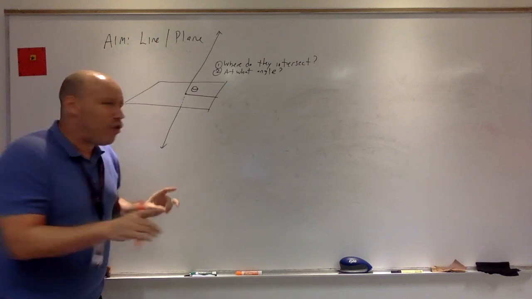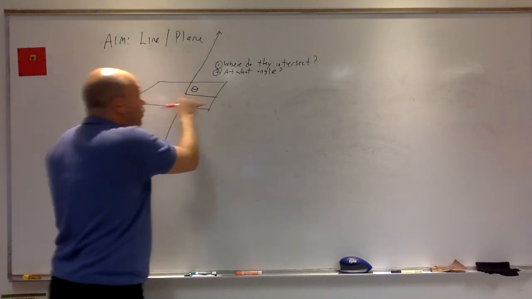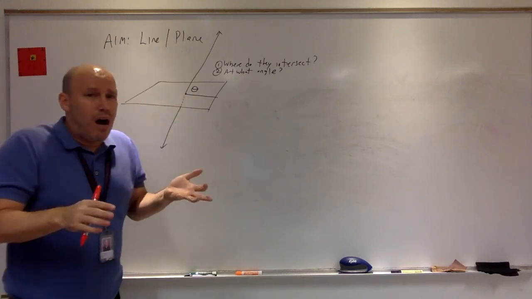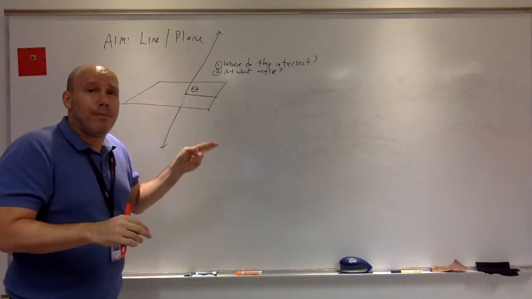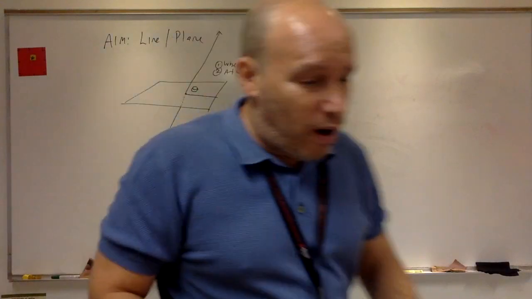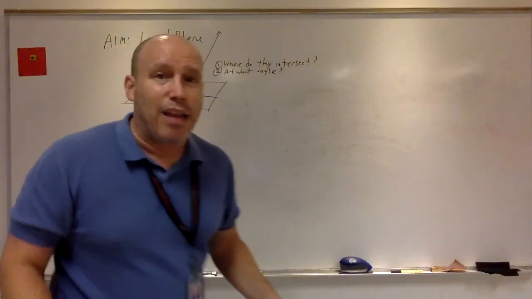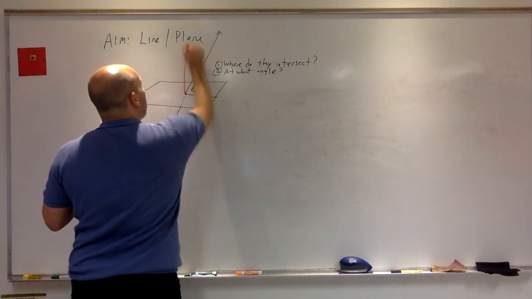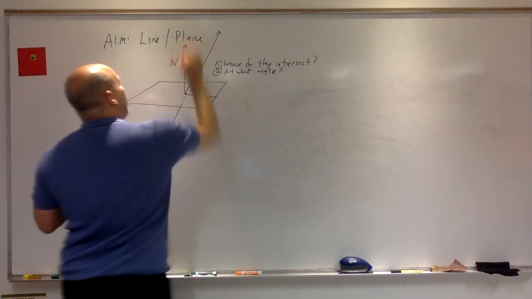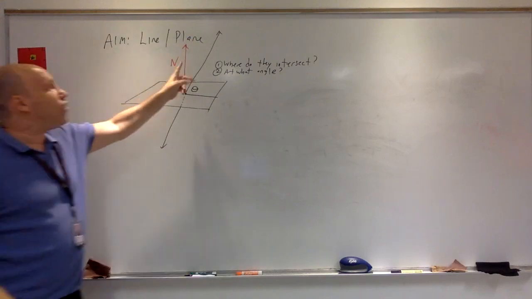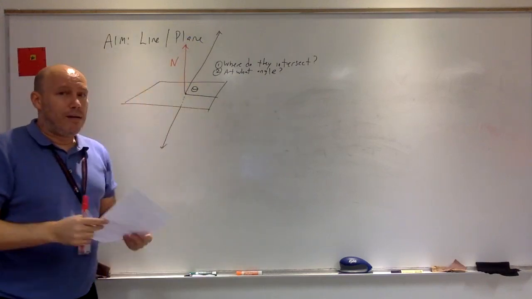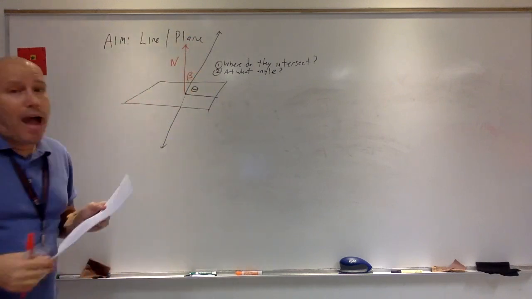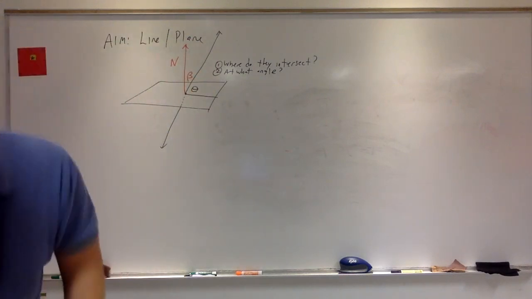The problem is you don't have a direction vector of any line on the plane because there are so many of them. Well, you do know a direction vector that is unique, that is related to the plane, and that is the normal vector. You have the normal, and that is unique. So we can find the angle between the normal and the line, and we'll call that beta.